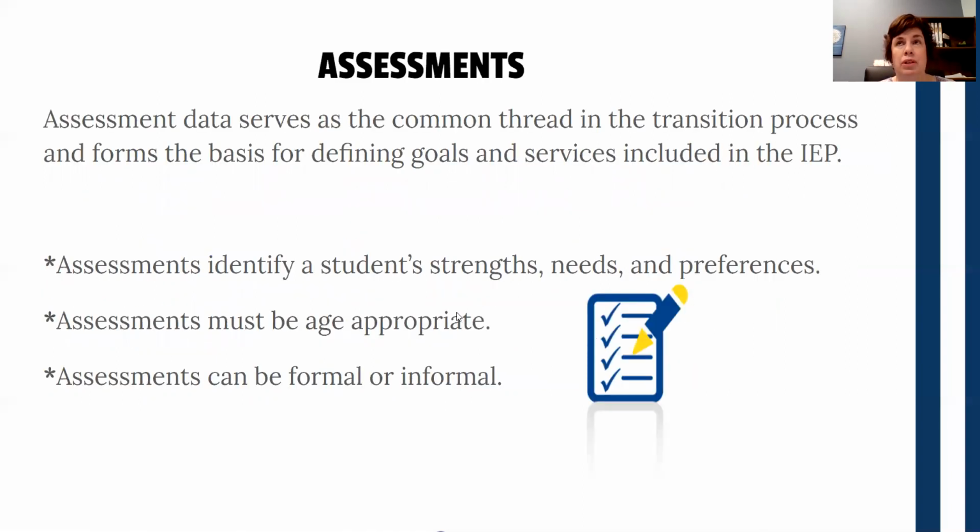So how do we do transition planning? Probably one of the key elements of transition planning is the use of assessments. And assessment data serves as a common thread in the transition process, and it forms the basis for defining goals and services that are listed in the IEP.